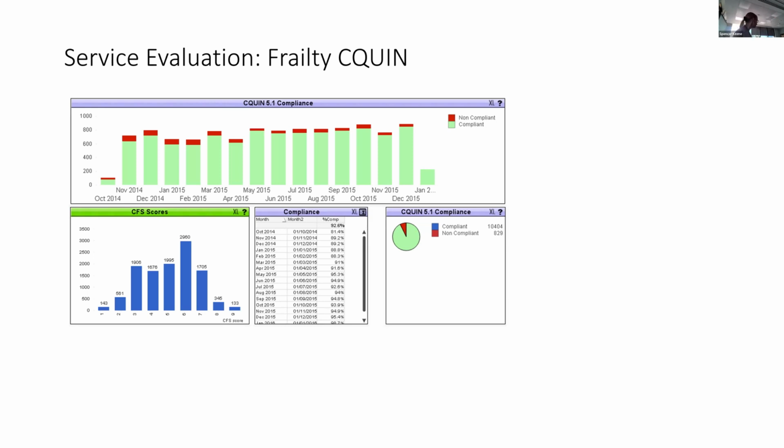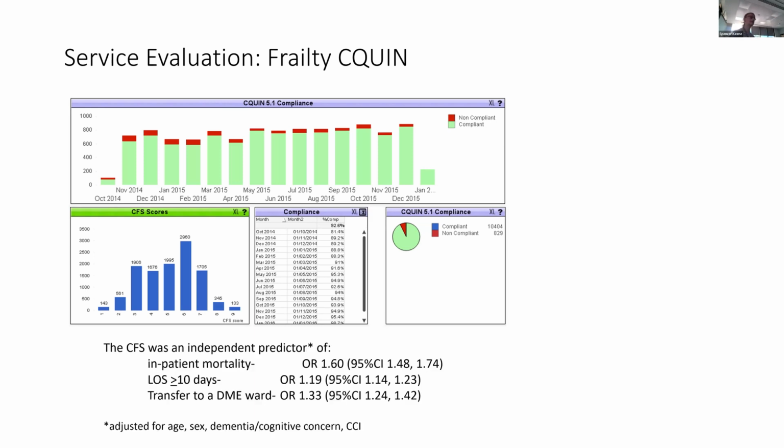There was a good range of frailty, so across the different categories available from 1 to 9, we got a spread of data. So it was identifying heterogeneity in our population, and that heterogeneity was informative. And frailty was an independent predictor of inpatient mortality, for long length of stay, and importantly, transfer into a DME ward.